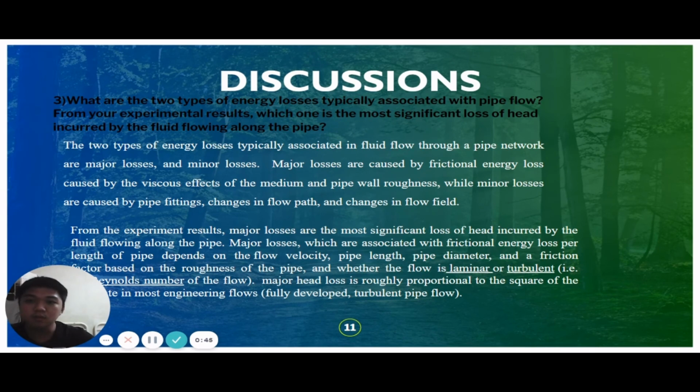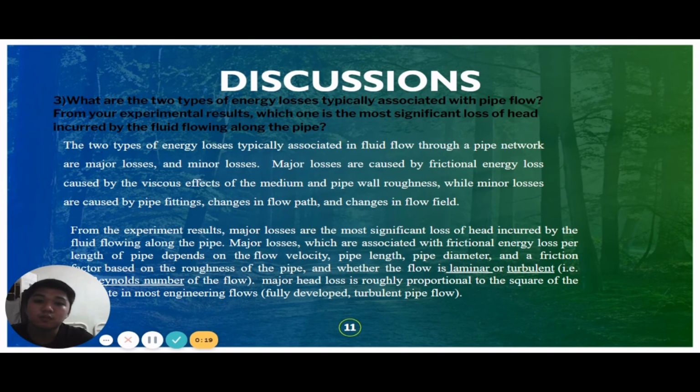So what are the two types of energy loss typically associated with pipe flow? The two types of energy loss associated with fluid flow through pipework are the major loss and the minor loss. Major loss is caused by the frictional energy loss caused by the viscous effects of the medium and pipe wall roughness, while the minor loss is caused by the pipe fittings, change in flow path, and change in flow area.